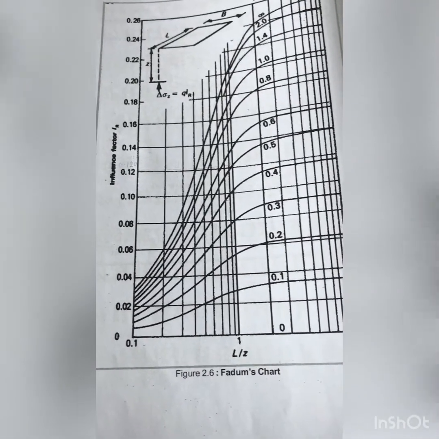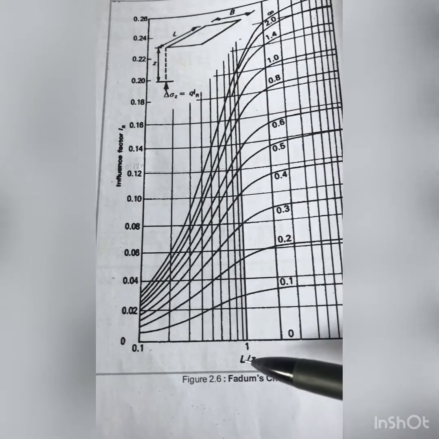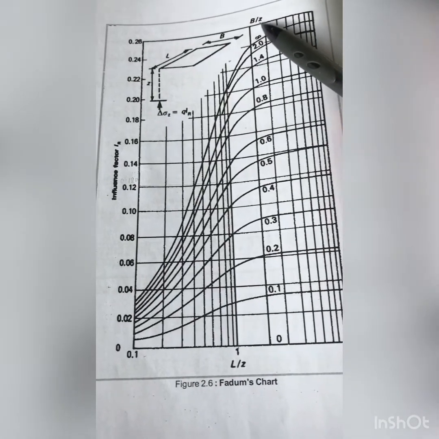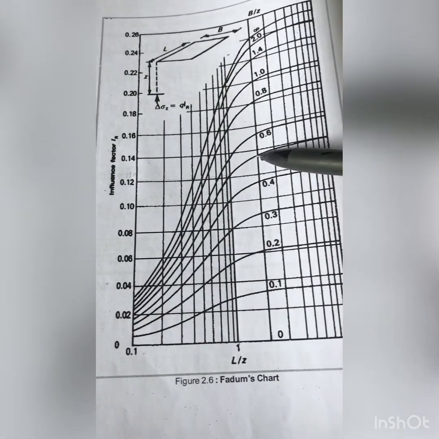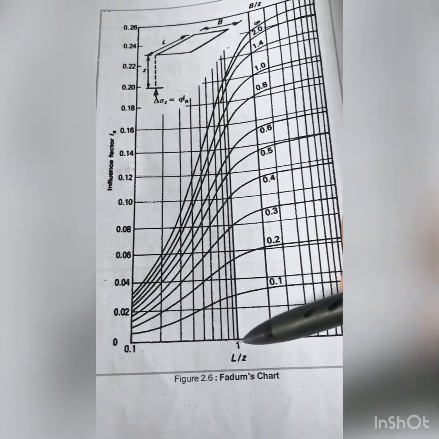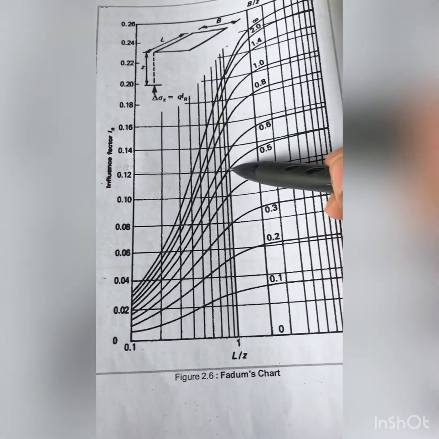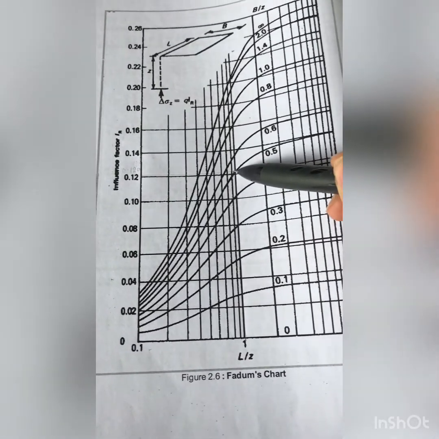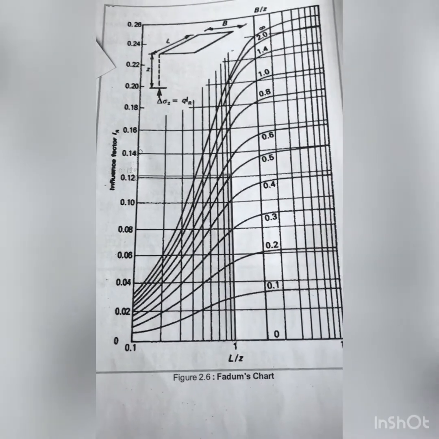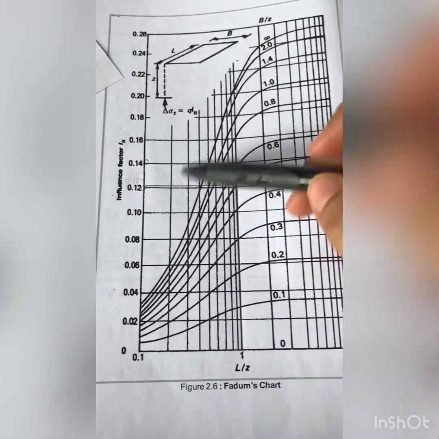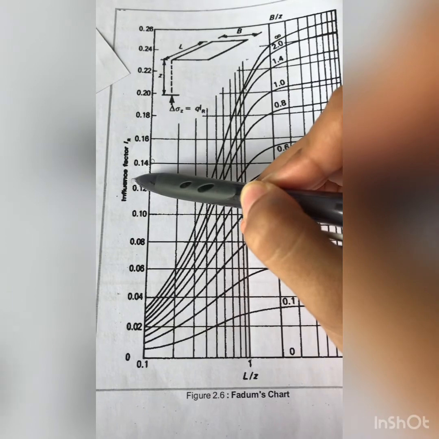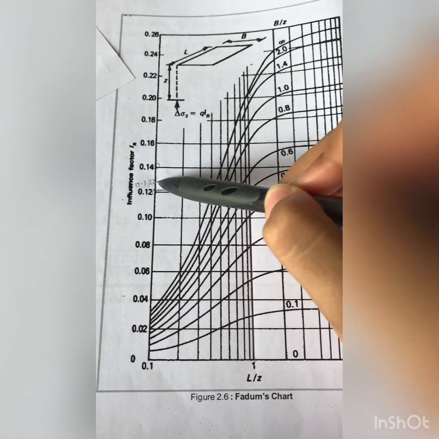So, from the table, we know the L over Z that we calculated is 1. So, 1 here. And then for B over Z, we know it is 0.5. So, it is here. So, 1, 0.5. So, point here, and then we make it a line. This is the line that I get. So, at here, we can assume it. From there, I assume 0.122.